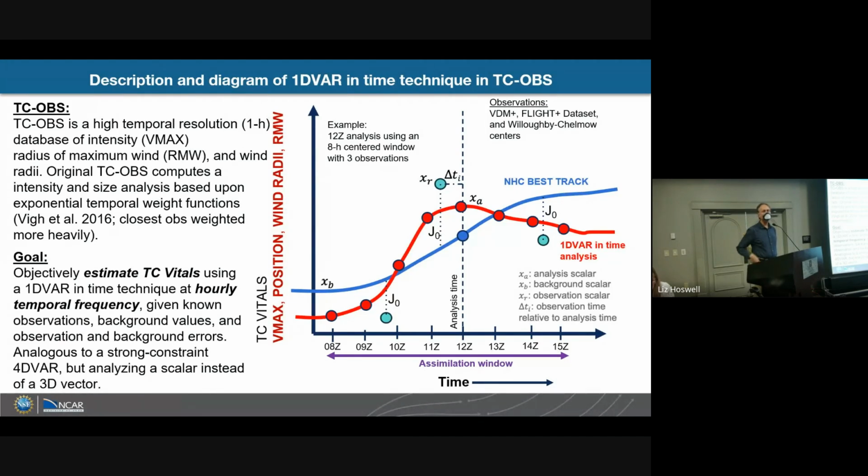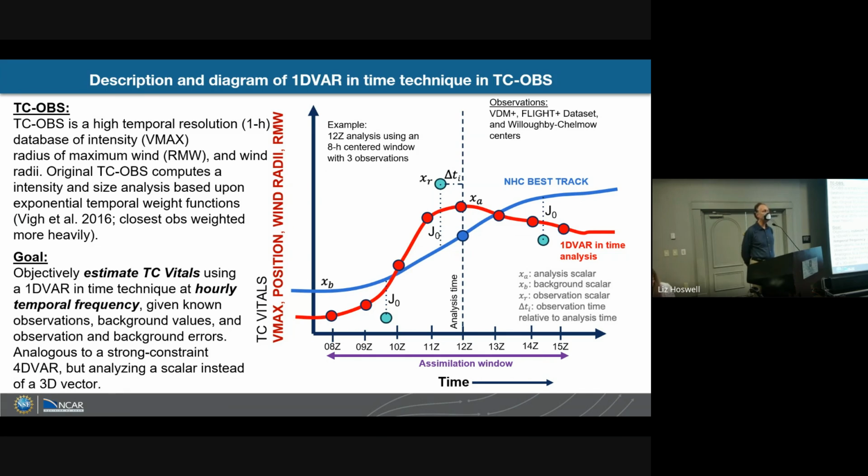And that was done using these exponential temporal weight functions, which were criterion-formed. You basically give it a target and set up a criterion. How close is the observation to this? And then how much does it contribute to the intensity upper bound, et cetera? And then you use the obs that are closest in time and you weight those more heavily. Well, we figured we should probably try to see if we can improve on that. So that's what we set out to do in this project.